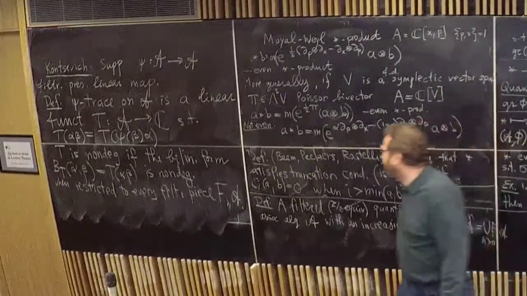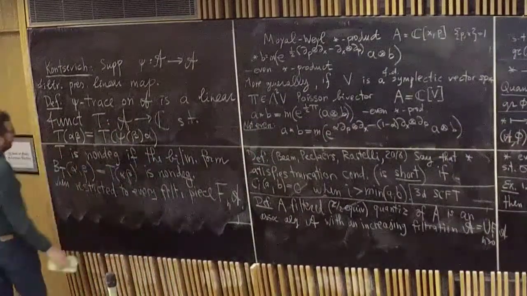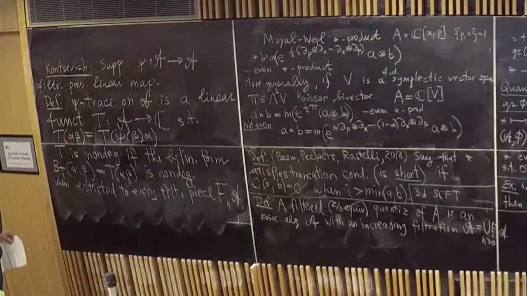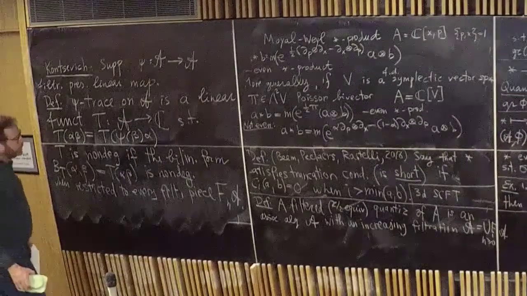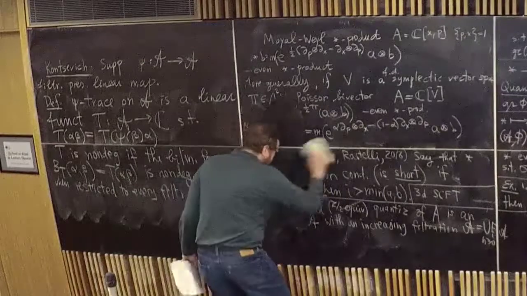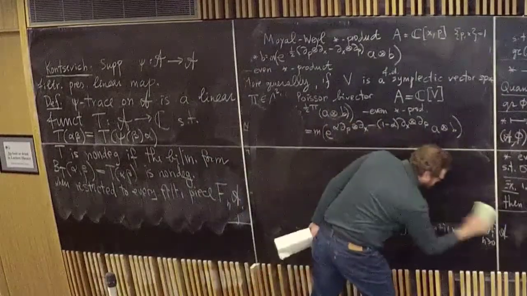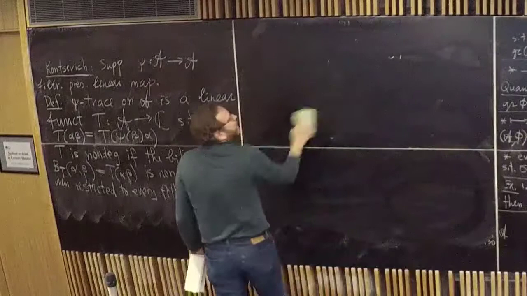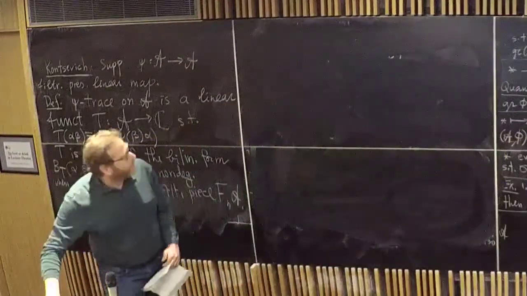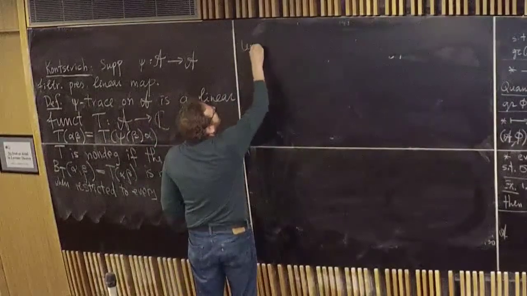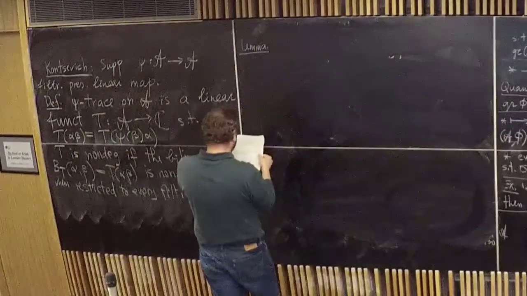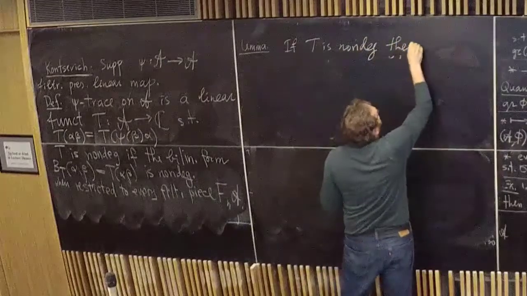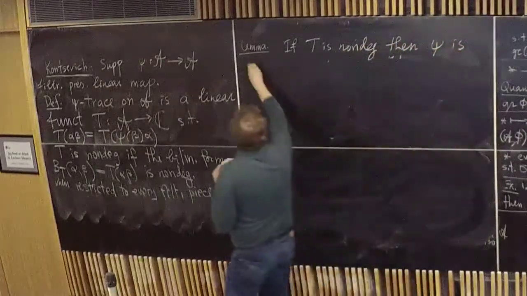And before you ask for this non-degeneracy, is it already clear that psi on the center of A is non-zero? Or sorry, that psi is identically the identity on the center of A? No. And it doesn't have to. But the amazing fact, which is easy to prove but hard to believe when you first see it, is the following: lemma. If t is non-degenerate, then psi is an algebra automorphism.